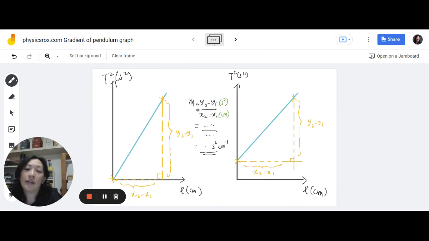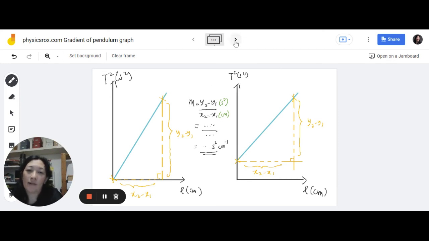Okay, so this is how you calculate the gradient together with the unit, and this is how you show the gradient, how you obtain the gradient from your respective graphs.